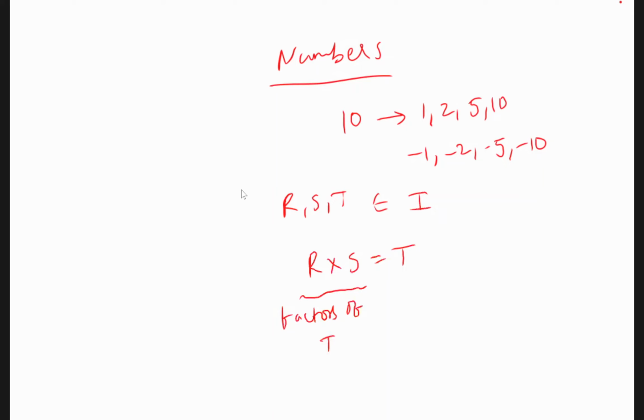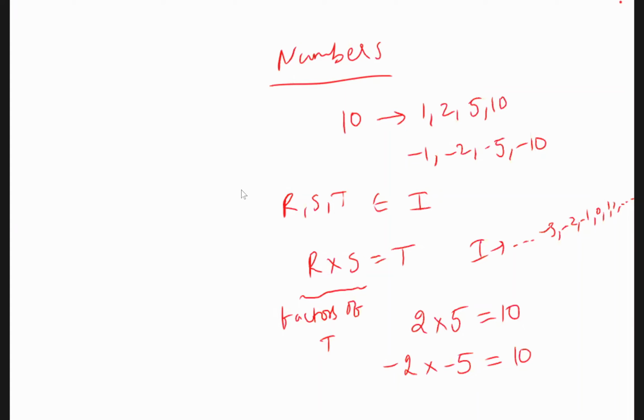For example, if you look at the list of integers, minus 3, minus 2, minus 1, 0, 1, 2, like that, integers can be positive as well as negative. So 2 is an integer, into 5 is an integer, gives us 10. So we say 2 and 5 are factors of 10. Similarly, minus 2 is also an integer, into minus 5 is also an integer, gives us 10. So we say minus 2 and minus 5 are also factors of 10. So factors can be positive as well as negative.